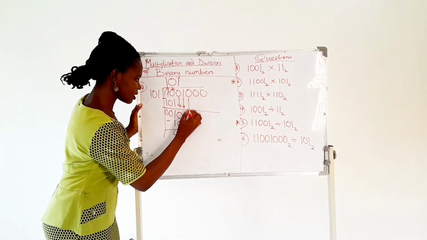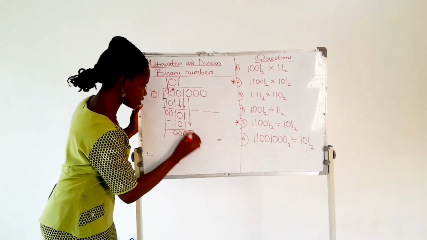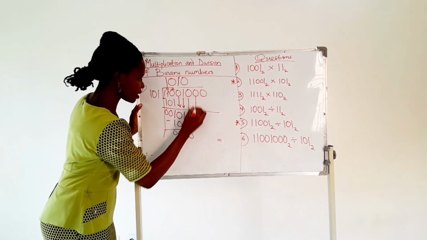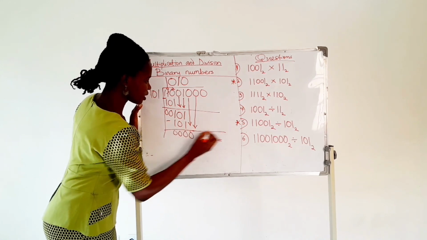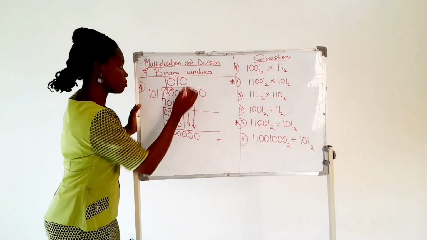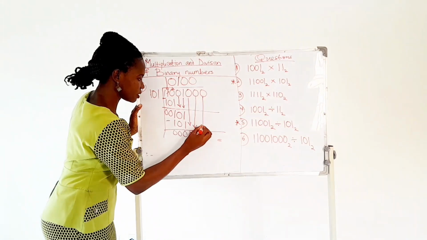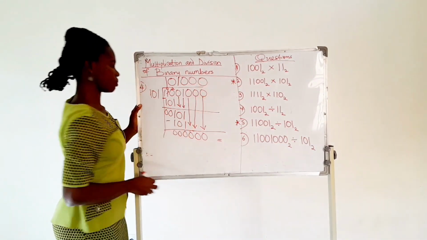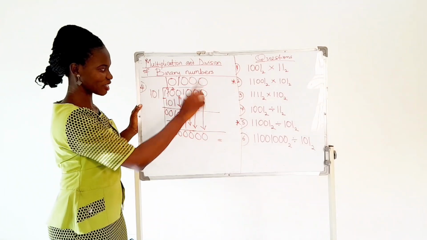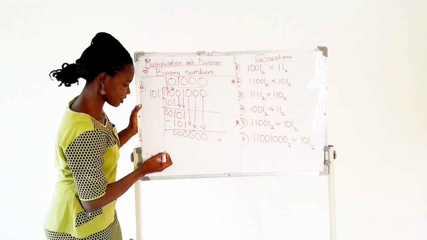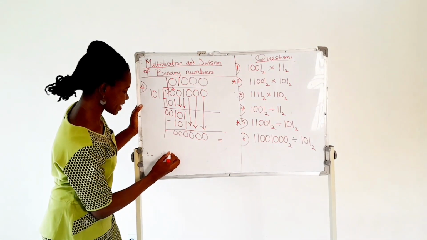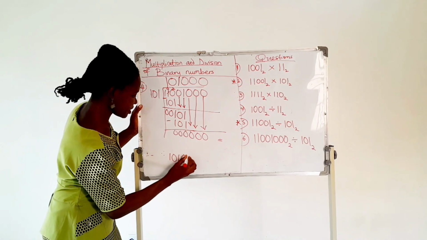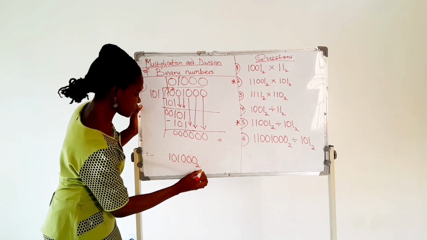So everything here is 0. So you bring down the neighbor. The neighbor is 0. Can it go? No. 0. Bring down the neighbor. Can it go? No. 0. Bring down the neighbor. Can it go? No. 0. So nothing again is remaining. So this is my answer. Therefore, our answer is 1, 0, 1, 0, 0, 0 base 2.